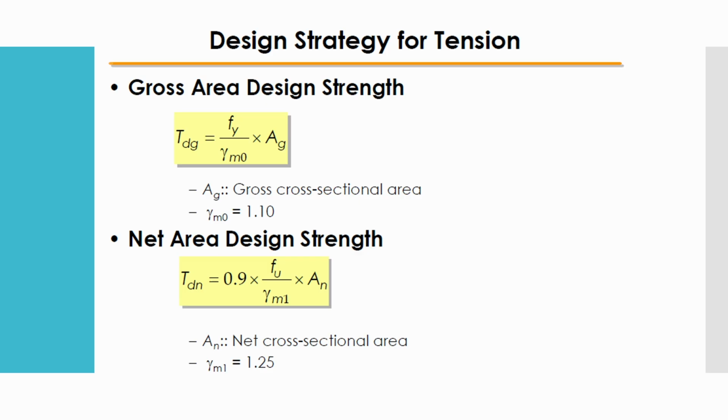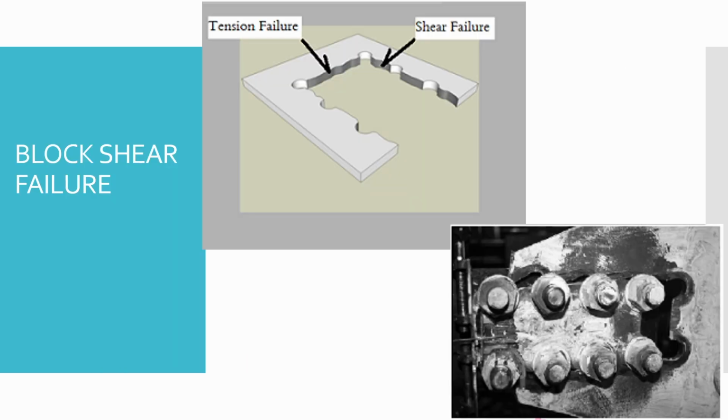The main design checks for a tension member are the gross area design strength and the net area design strength, which are calculated based on IS 800 in the design of tension members.